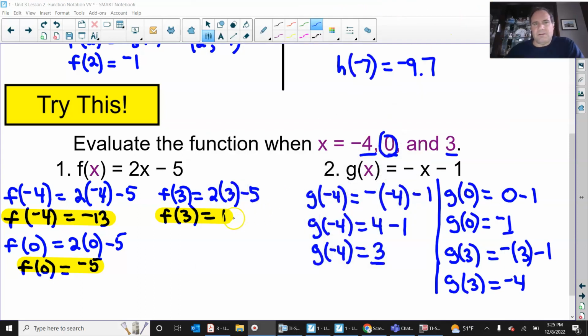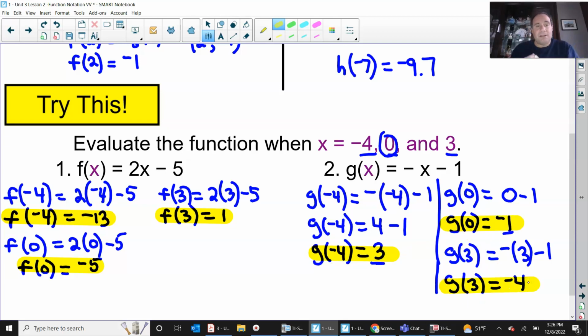So just remember, there are different ways to do this. If you want to go ahead and actually substitute in, then you do. But if you don't want to do that and you want to make sure that you get it completely correct 100% of the time, calculate is the best way to do it.